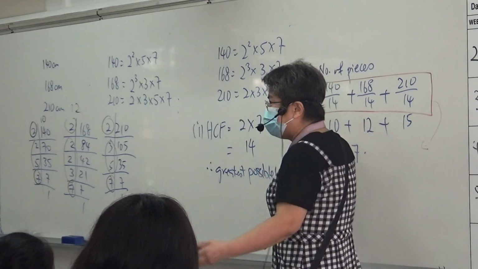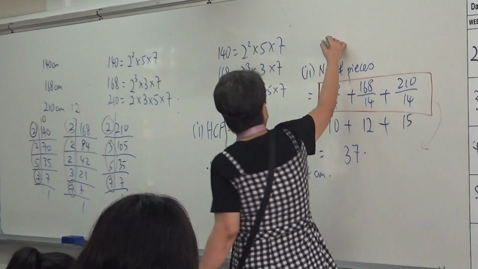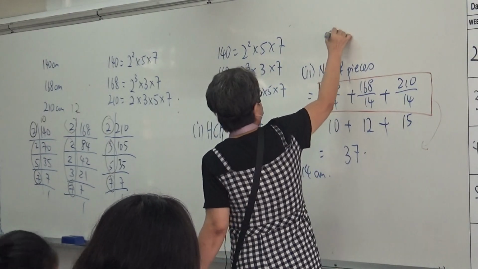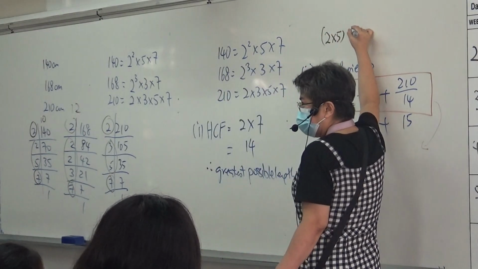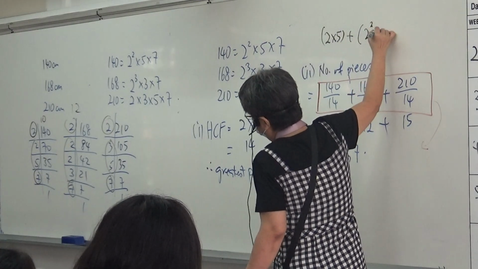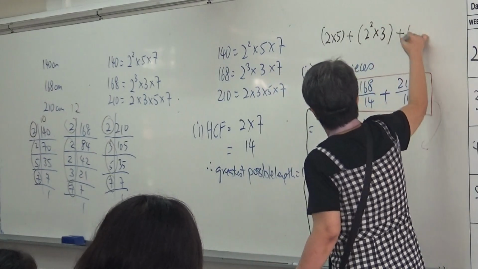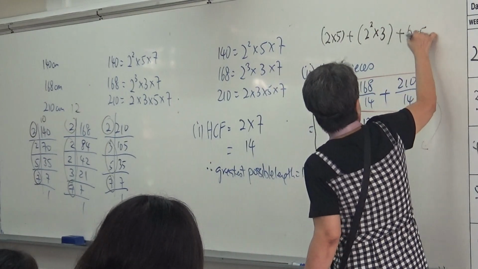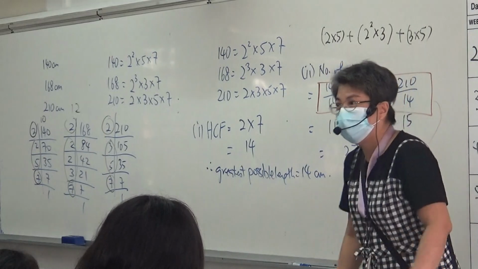Then how do you present? You cannot say like that. You will say this one becomes what? You will be left with 2 times 5, right? First one? Then plus what? 2 squared times 3, right? Then what? 3 times 5. Then can you see I get the same thing?